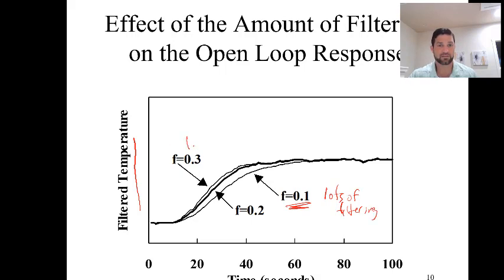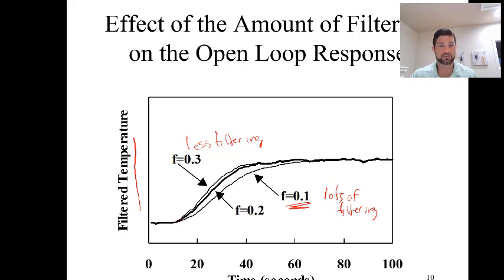Over here, this is less filtering. What we can see is with less filtering, the response has a little bit more noise. As we add more filtering, we see the effect is less noise, so less variability in the filtered temperature, but we also see more lag.